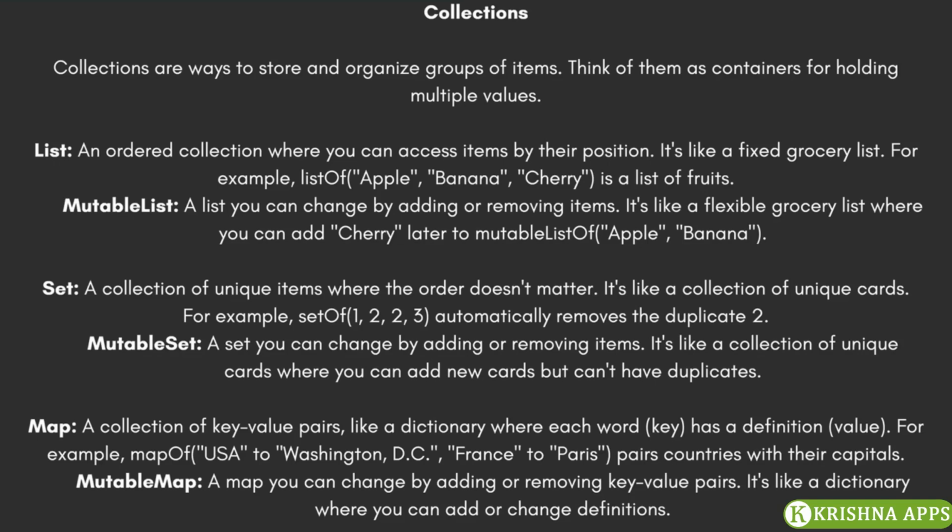Map. Map is a collection of key value pairs like a dictionary where each word key has a definition value. For example, map of USA to Washington, D.C., France to Paris pairs countries with their capitals. Mutable map. A map you can change by adding or removing key value pairs. It's like a dictionary where you can add or change definitions.